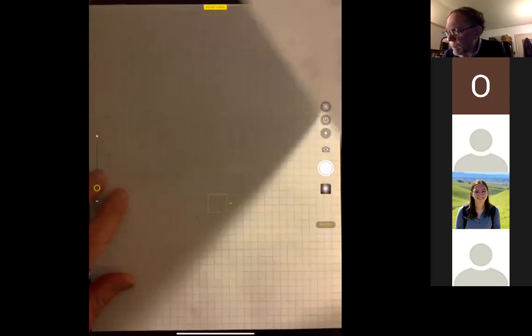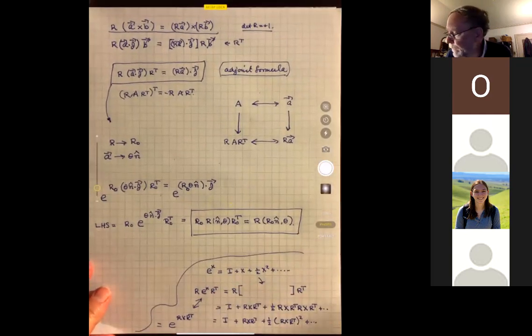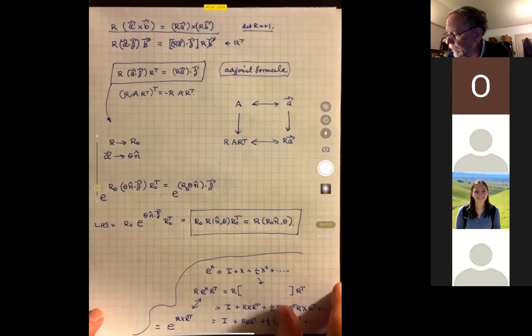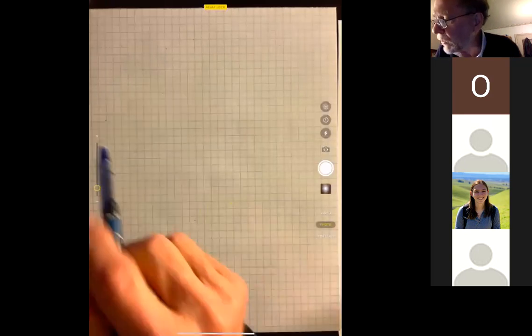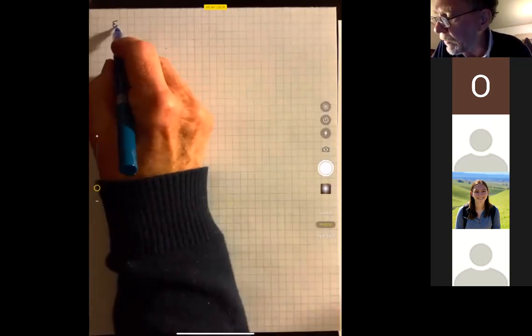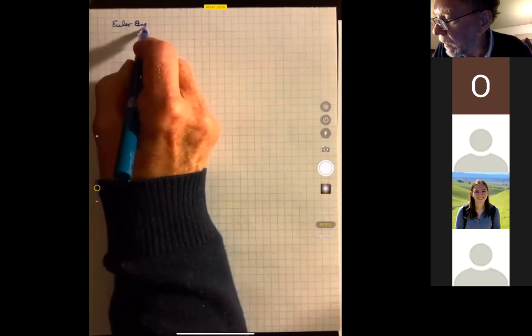Now, are there any questions about this so far? All right, this is just developing the formalism of three-dimensional rotations. The next topic I'd like to address is that of Euler angles, which I'm sure you've encountered before. I'll try to make them as painless as possible.